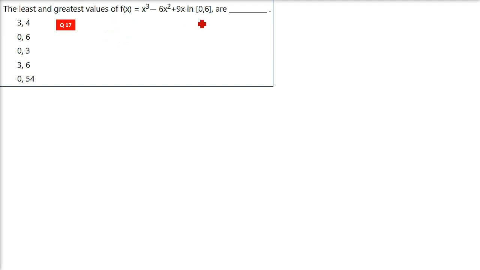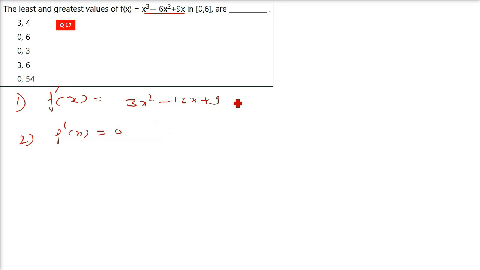The least and the greatest value of f(x) = x cube minus 6x square plus 9x in [0, 6] are? The first thing is the differentiation of this original function. So you have x cube minus 6x square plus 9x, so this is 3x square minus 12x plus 9. We now differentiate it and equate it to 0. We have already differentiated now. When we differentiate, we have to equate it to 0.